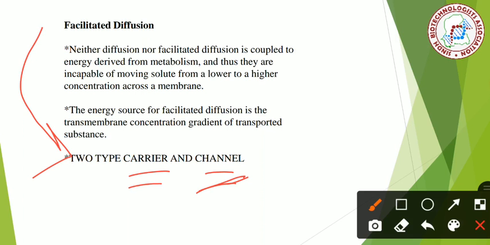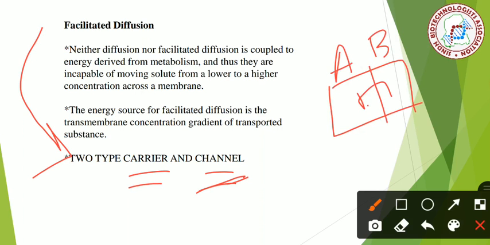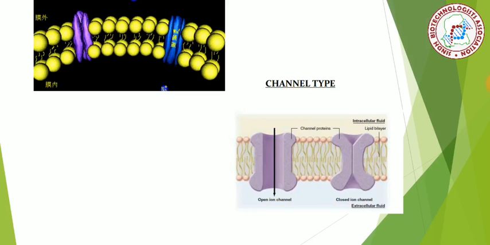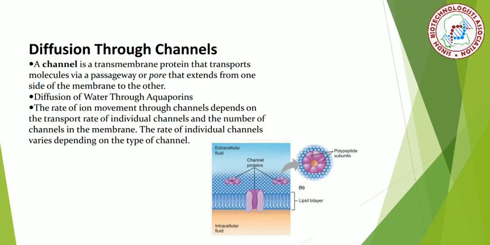But in the channel, for example, if this is side A, side B, and this is the protein, and non-polar molecules go directly through that protein, in that case the protein doesn't need to change its position or portion, it doesn't need the conformational change here. Here we can see the carrier type in this picture, and this one is the channel type.